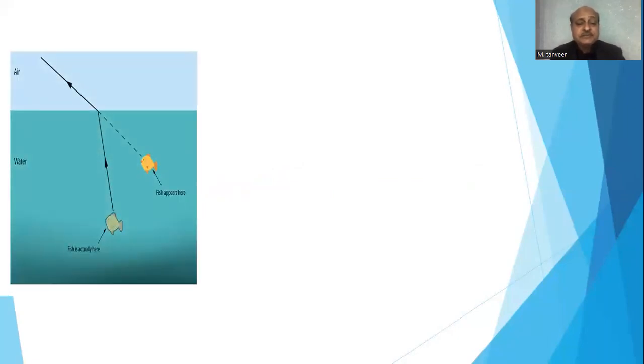Look at this picture. Fish. This is the actual position of the fish, but it appears to be at this position. This is also due to refraction. Rays of light coming from the body of the fish, when they enter air, bend away from the normal. When we extend this ray in the backward direction, the image of the fish appears to be here. So this is the actual position of the fish, and this is the apparent position where the fish appears to be, and this is due to refraction.